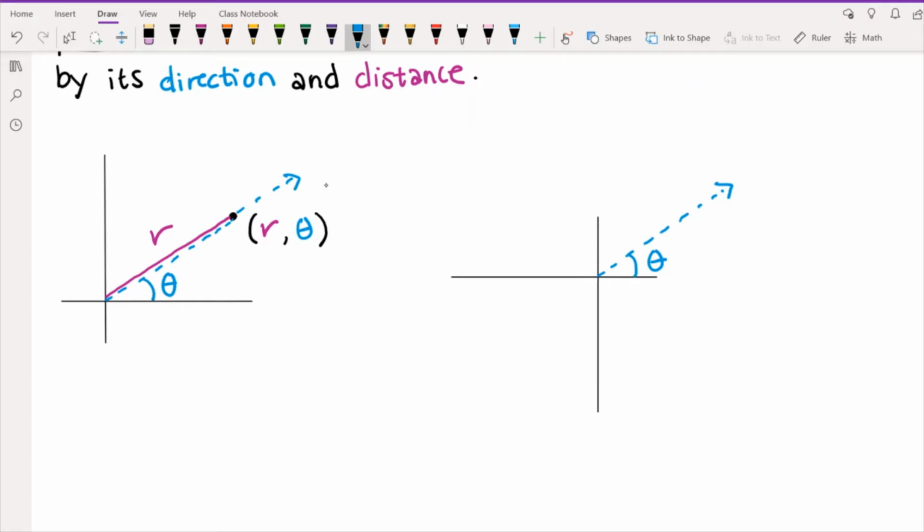And so what I like to do when I draw these is I'll draw an arrow to really emphasize which way the angle is actually pointing. And then if I have a negative r value, it's like, okay, it's actually going to go away from that. And so if you have a negative r value, that's going to look more like this. And so this would be the point with the coordinates negative r, theta.